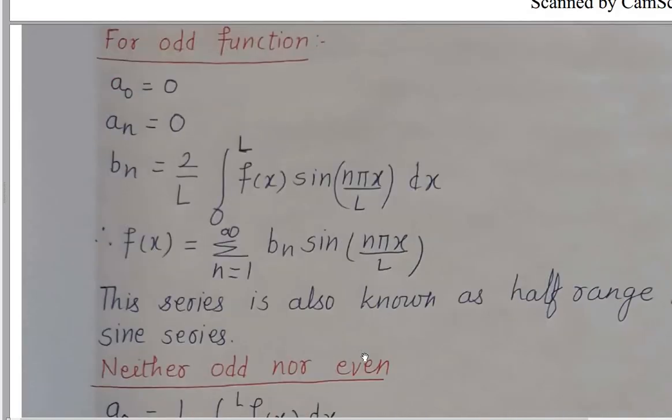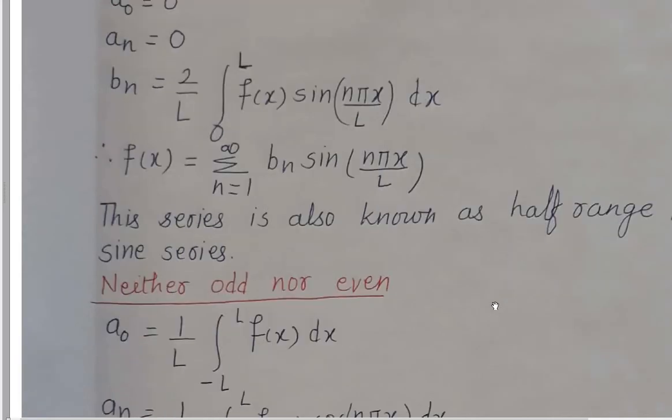Now what is an odd function? We have already studied odd functions. In an odd function, a0 is 0 and the an coefficient is also 0. Only the bn coefficient remains, which is 2 by L times the integral from 0 to L of f of x sin n pi x by L dx. Therefore, f of x reduces to summation n equal to 1 to infinity of bn sin n pi x by L, and this series is also known as the half range sine series.